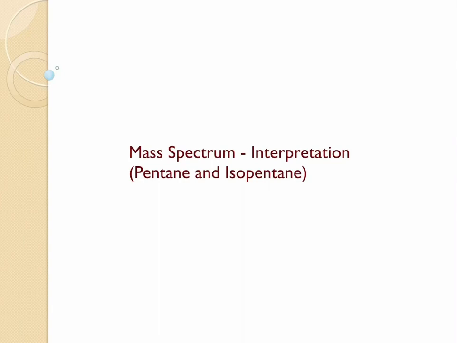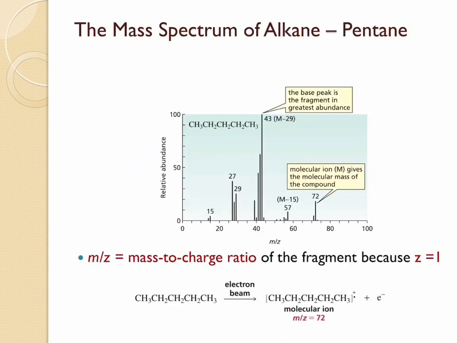Mass spectrum interpretation, pentane and isopentane. Here is the mass spectrum of the molecule pentane. The peaks that you see here correspond to the m/z values of the different fragments that are obtained in the mass spectrometer.